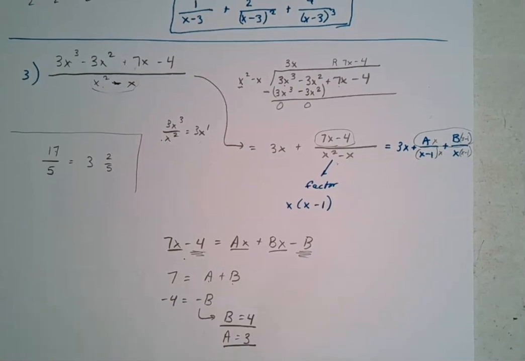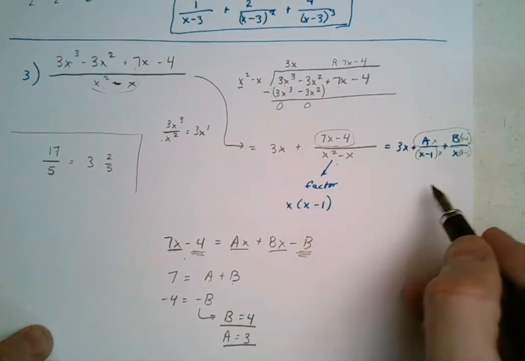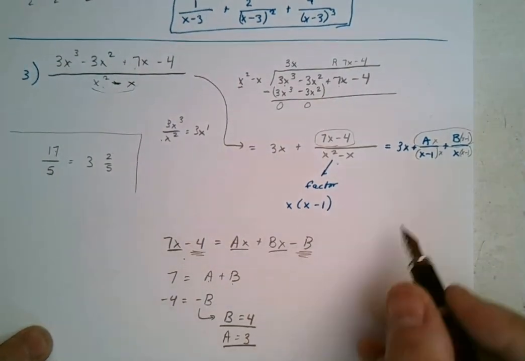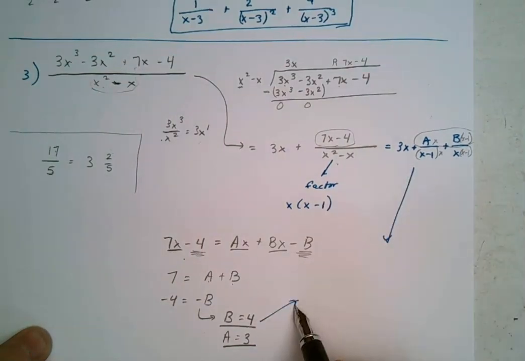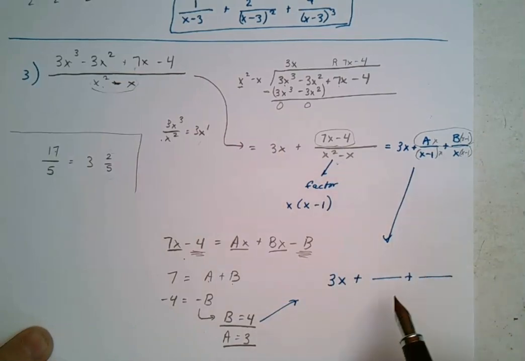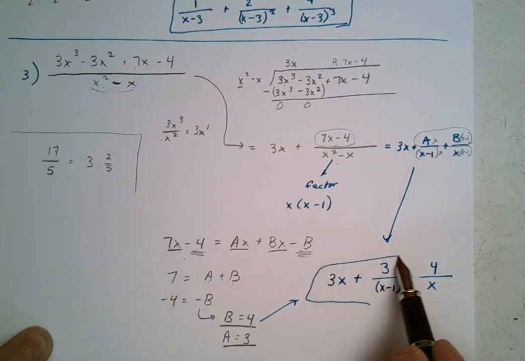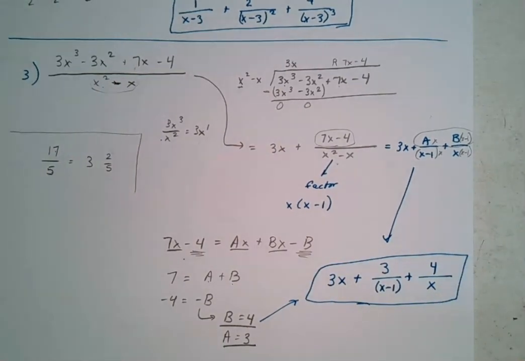By the way, do you see why this is in the chapter with systems of equations in every pre-calculus book? You got to know your systems of equations. So I take what's in blue, I take this right here, and that's going to give me my answer, which is 3x plus A over x minus 1 plus B over x. That is the partial fraction decomposition for this original fraction.